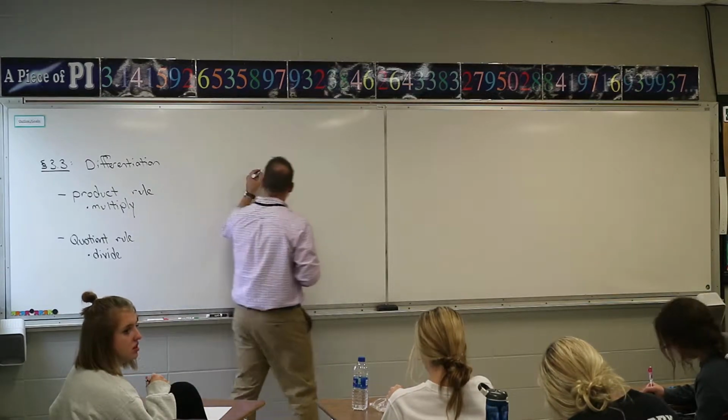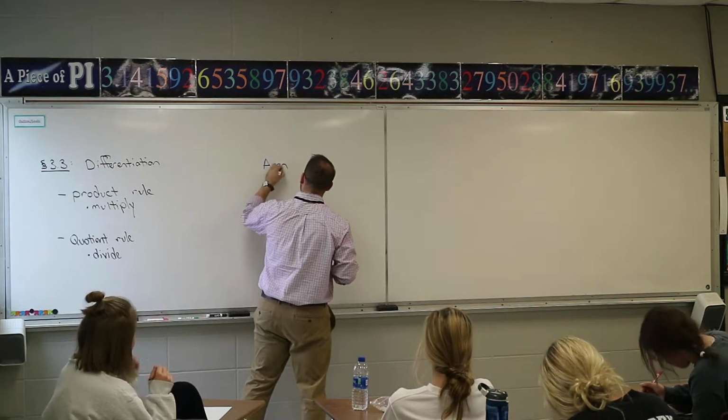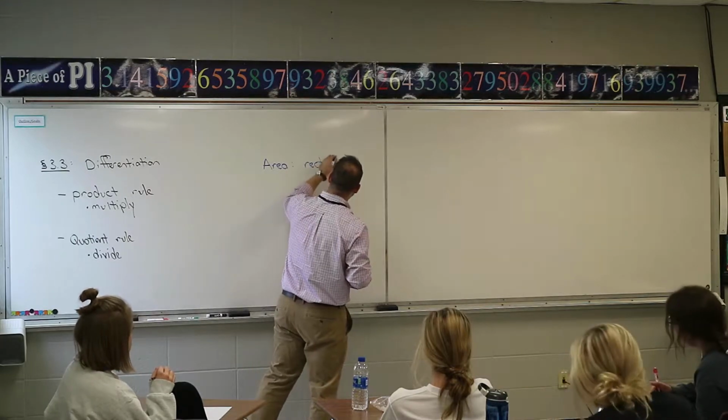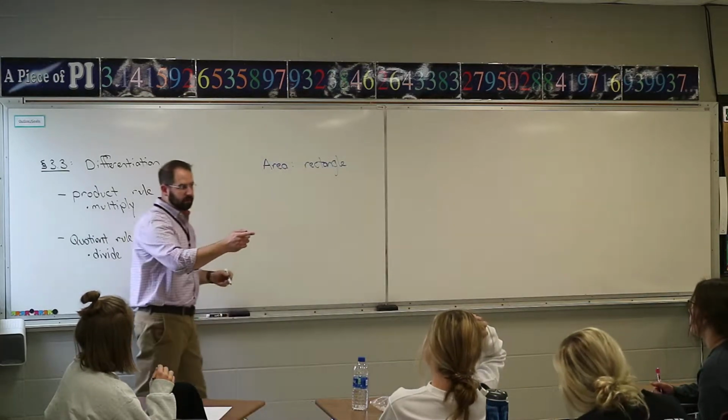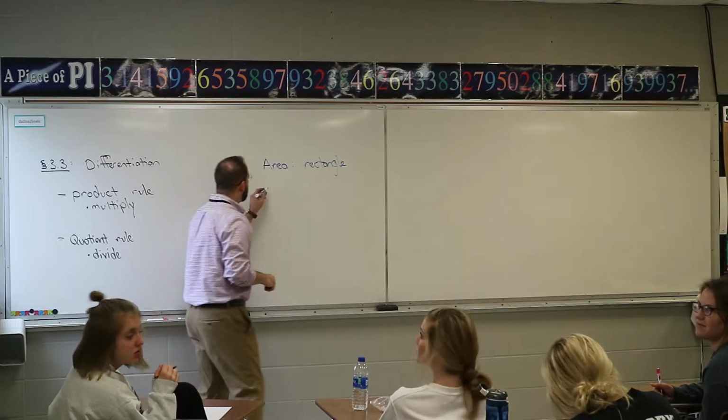All right. So first, these are the things we need to know. Number one, we need to be able to find the area of a rectangle. Base times height, length times width. All right.